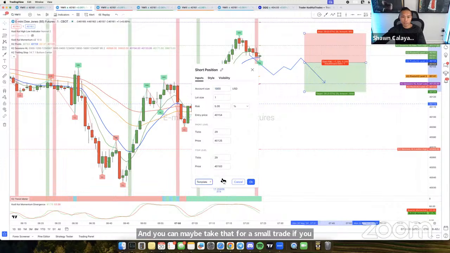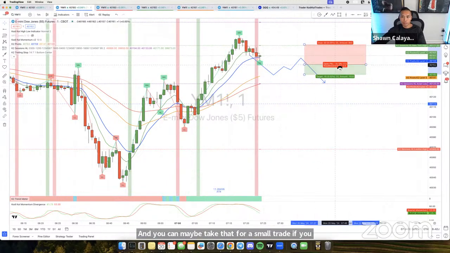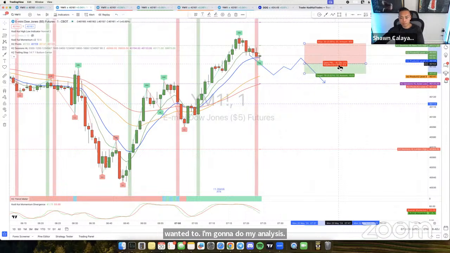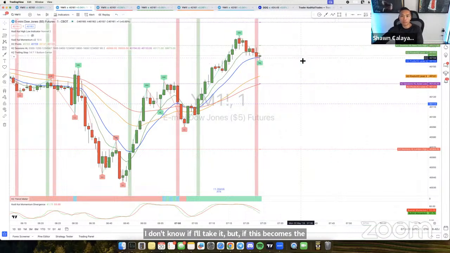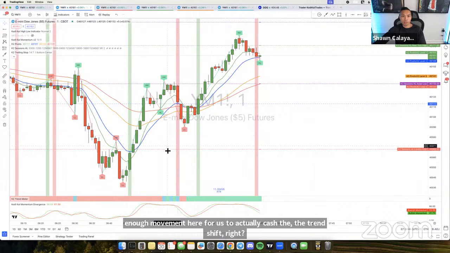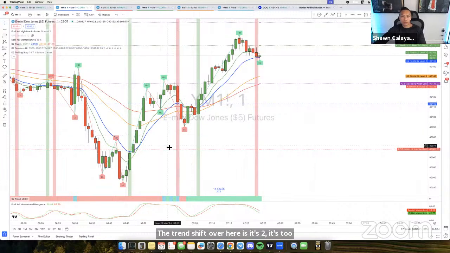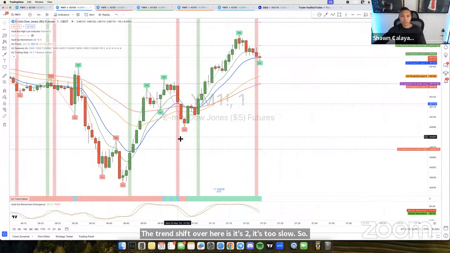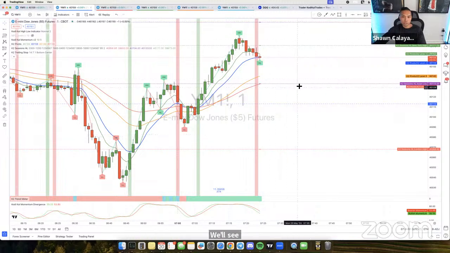I'm going to do my analysis. I don't know if I'll take it, but if this becomes the case, and this might be what we'll be looking for this week, because I don't think there's going to be enough movement here for us to actually catch the trend shift, right? The trend shift over here, it's too slow. So we'll see. Or if price pushes bullish, then that's fine because this is going to be in our favor.